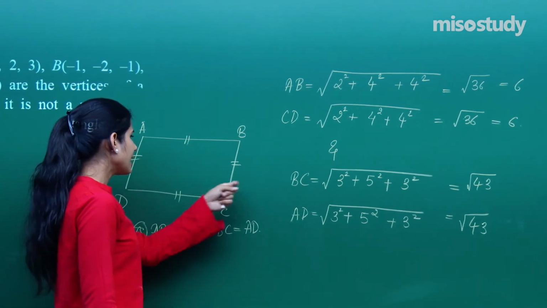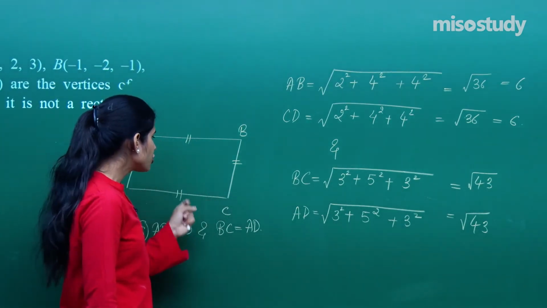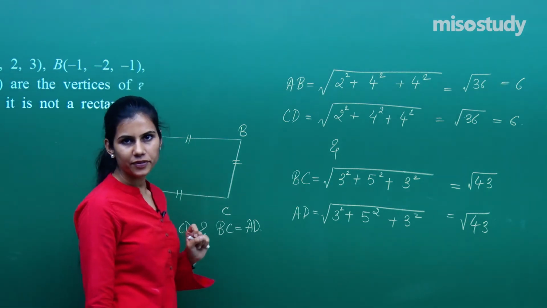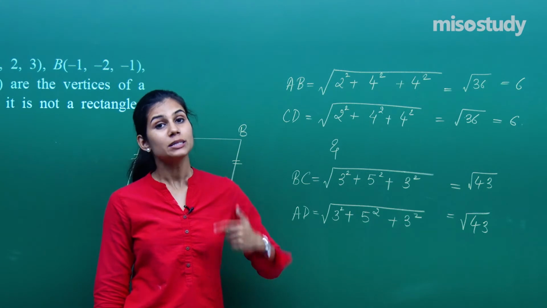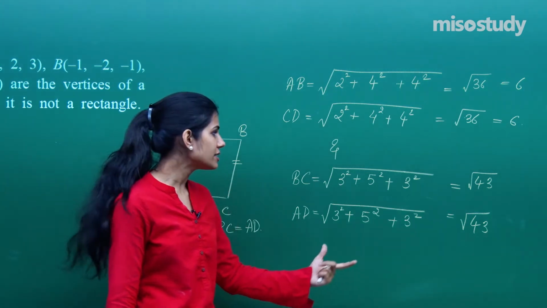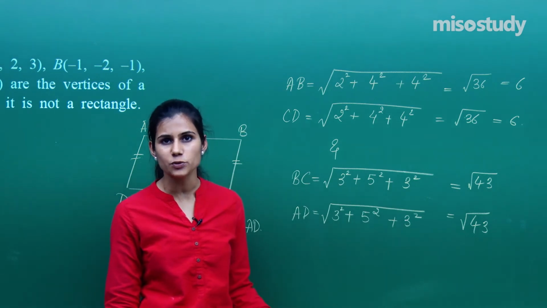But opposite sides are equal in a rectangle also. Right now I have just shown opposite sides are of equal length. This can be a parallelogram or a rectangle. I have to show it's a parallelogram, not a rectangle. Just after these steps, I cannot conclude it's a parallelogram because it can be a rectangle as well.